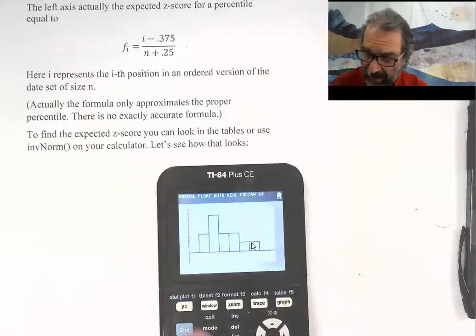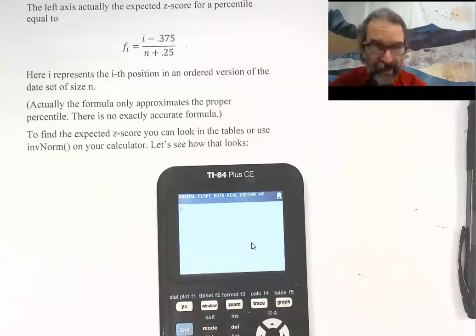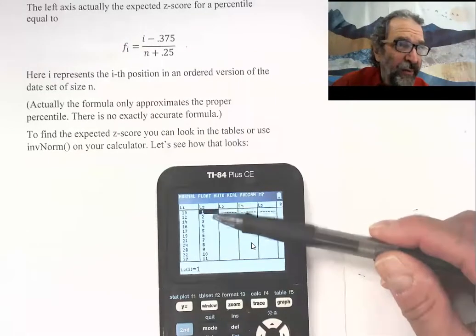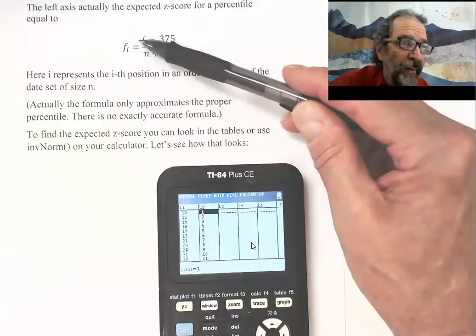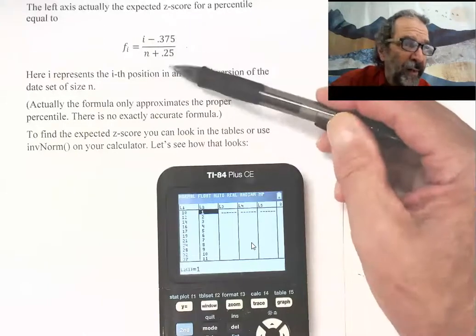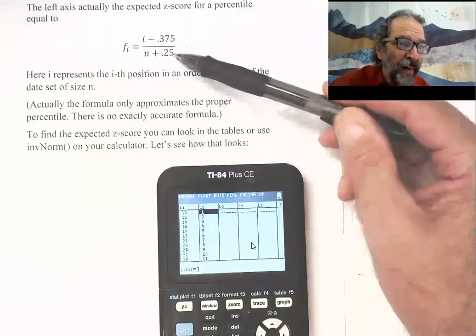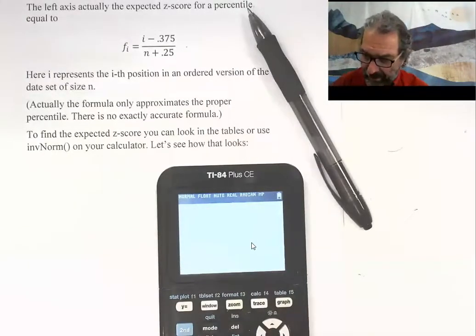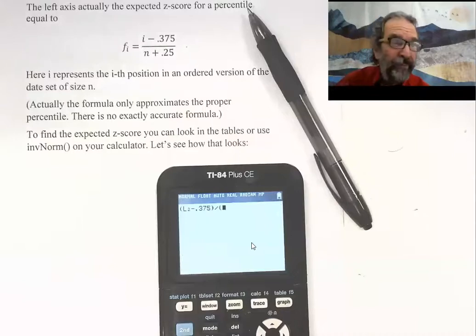So second quit. So the first thing I'm going to do is look at it, stat edit. So list 2, I've got the position. So these are the I values. So I'm going to put list 2 minus 0.375 and divide by 12 plus 0.25. I'm going to stick all that stuff in list 3. So here we'll quit here. So I go parentheses, we take list 2 values, those are the I's, and we subtract off 0.375. And then we divide by 12 plus 0.25, like that.